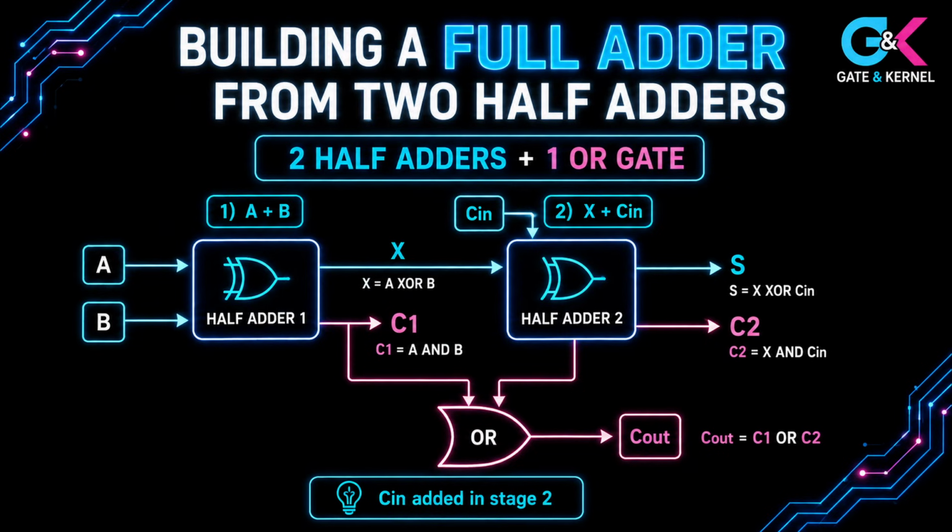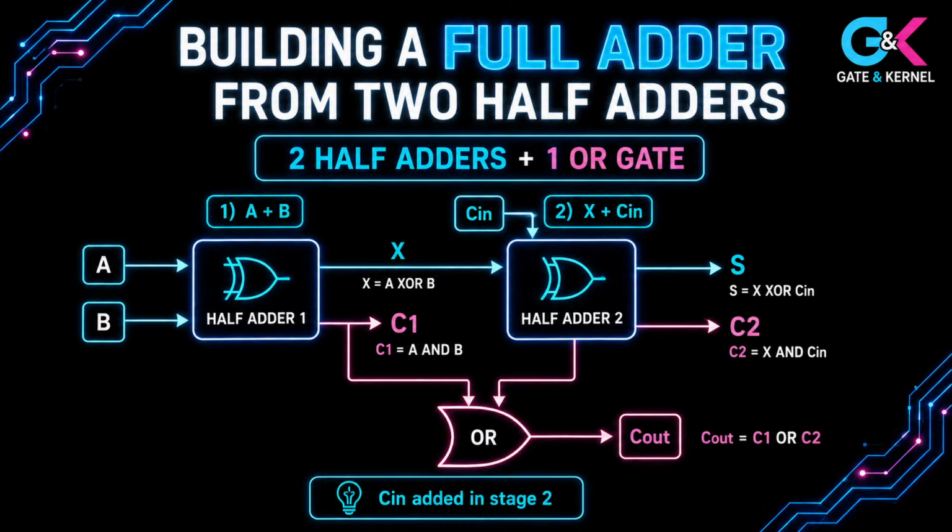Chapter 6. Building a full adder from 2 half adders. A full adder does not need to be designed from scratch. We can build one using 2 half adders and 1 OR gate. The first half adder adds A and B. Its sum is X equals A XOR B. And its carry is C1 equals A AND B. But the calculation is not finished yet. We still need to add Cin.